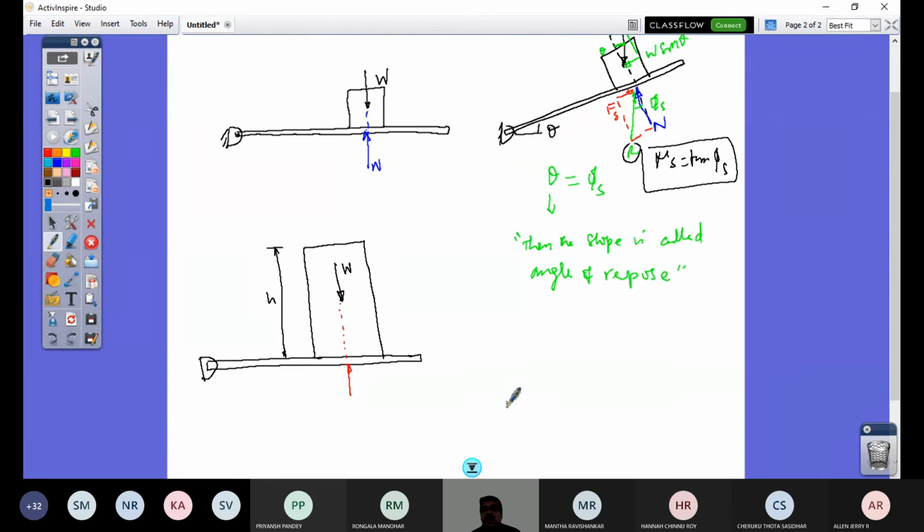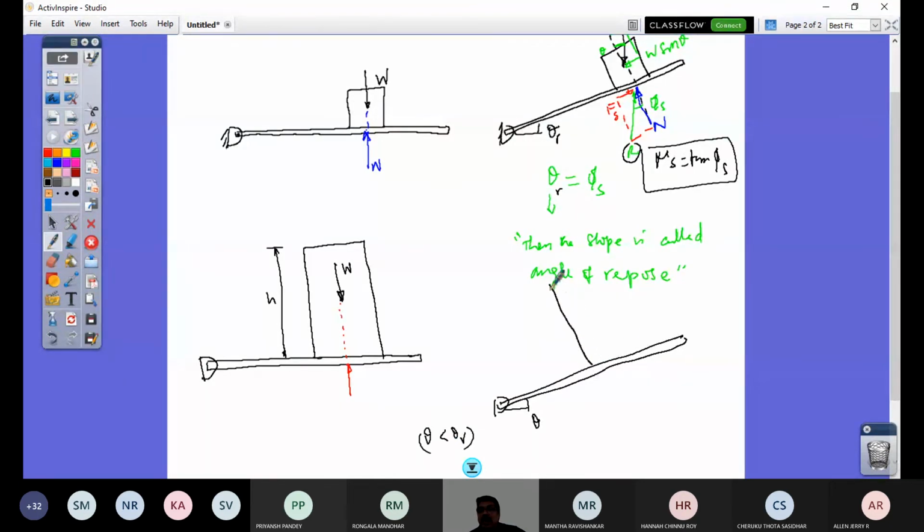Some angle, it's not an angle of repose. I have now the same platform tilted by an angle theta. Here it is theta r, you can say, to say angle of repose. So I have theta, which is less than theta r. Theta r is defined as the angle of repose where it's sliding on its own, we said, right?